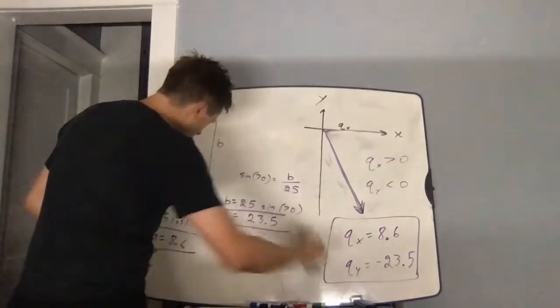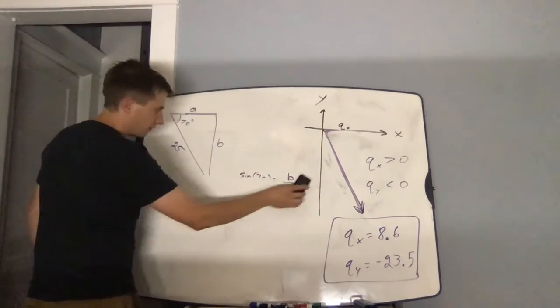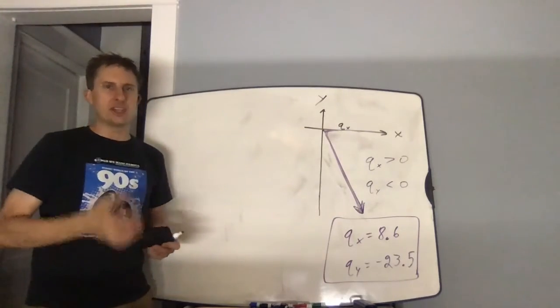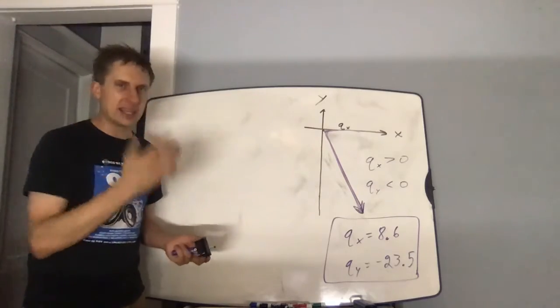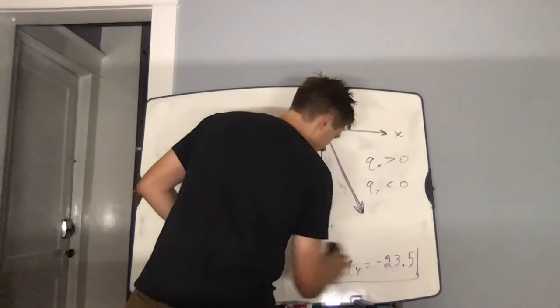So I'm going to show a third method we can use to find the components of this vector Q. This third method, in my opinion, is not really different from the first method. It's kind of similar, but fundamentally it's the same method. It's just how we're thinking about angles.